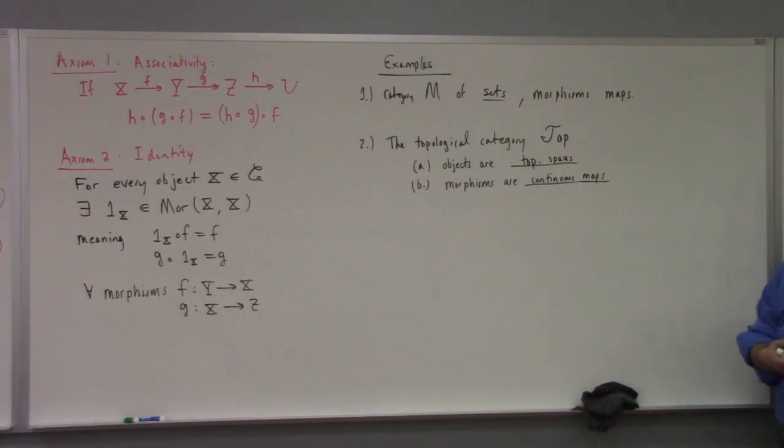He points out that you could also define another category, very related to Top, where you use the same set of objects, topological spaces, but instead of looking at continuous maps, just look at maps. That would also be a category. You could enlarge the set of morphisms, drop the requirement of continuity. That would be a different category, right?